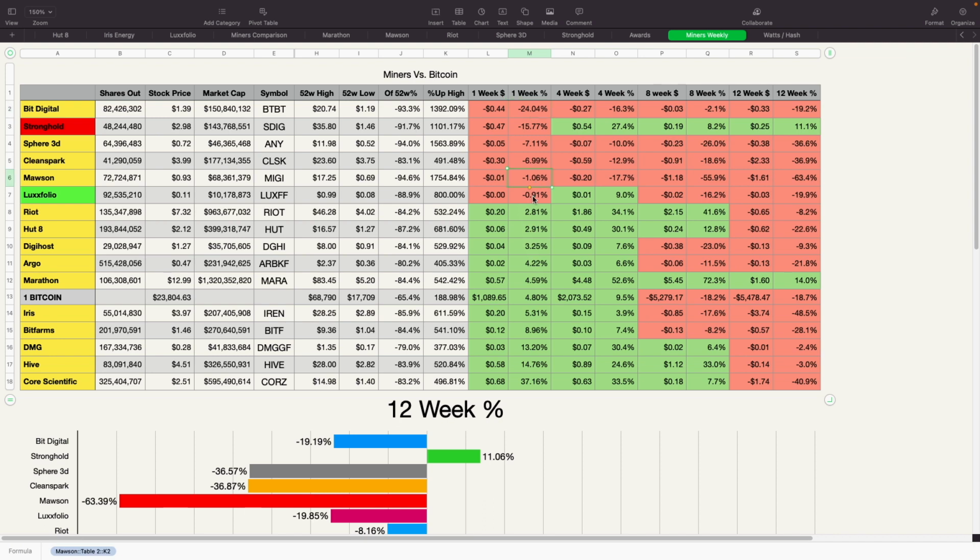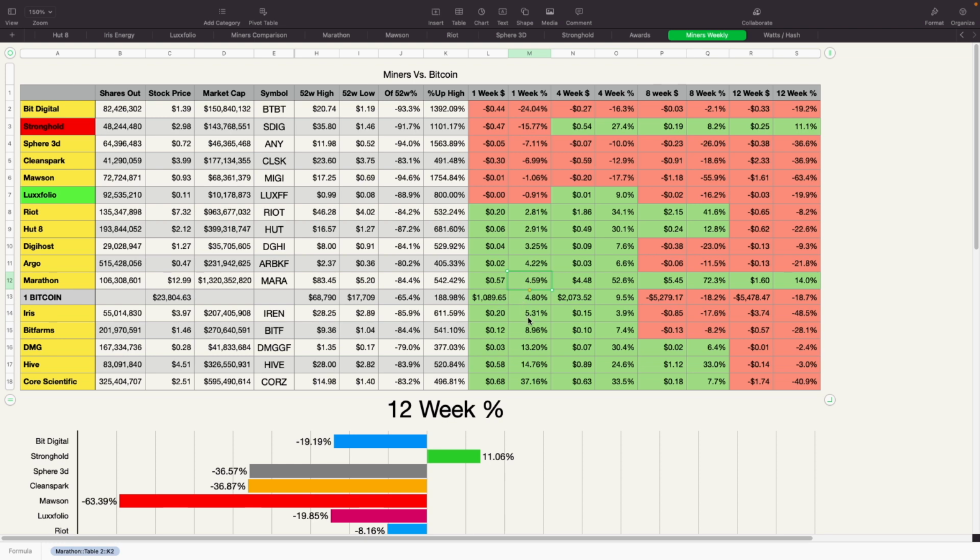Mawson was down 1.6, Luxfolio was down 0.91, and then Riot was actually up 2.81, HUT was up 2.91, DigiHost was up 3.25%, Argo was up 4.22%, Marathon was up 4.59%. Obviously, Marathon had a great week prior, and the week even prior to that, 2 weeks ago, had a great week. So that's kind of leveled off a little bit.